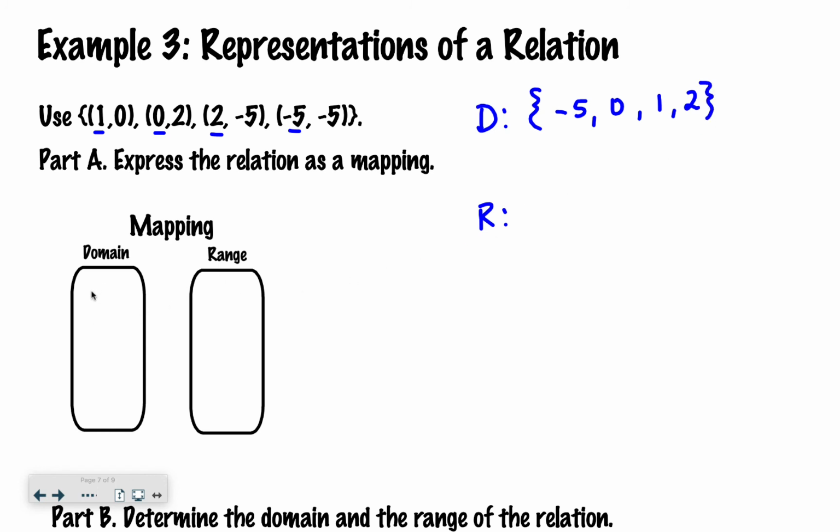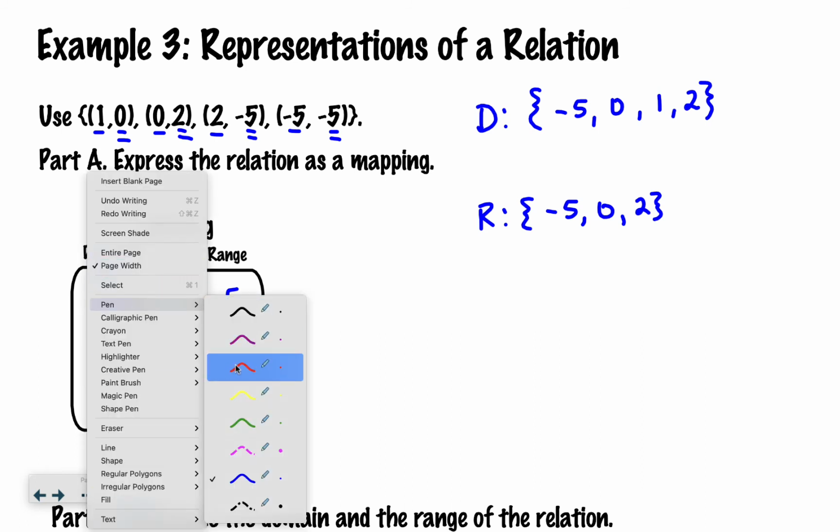Okay, so I'm going to say -5, 0, 1, 2, just like that. And then for the range, I'm going to look and say I have 0, 2, -5, and -5. So -5 is my smallest number, 0, and then 2. Again, I don't have to repeat that -5. I can just write it once. So you can see I have 4 numbers in my domain and 3 in my range.